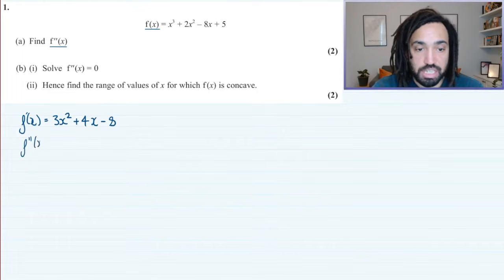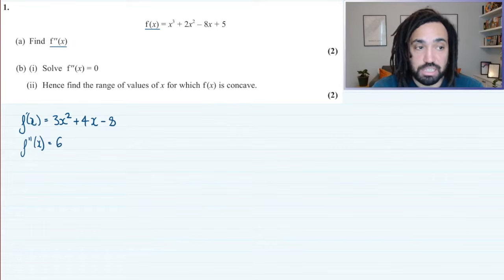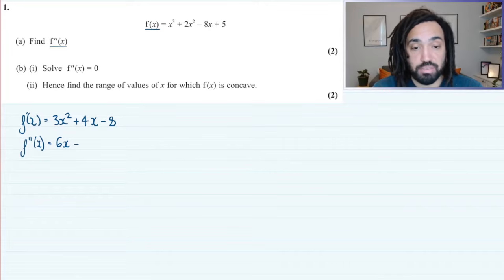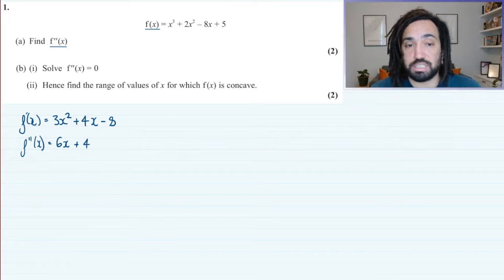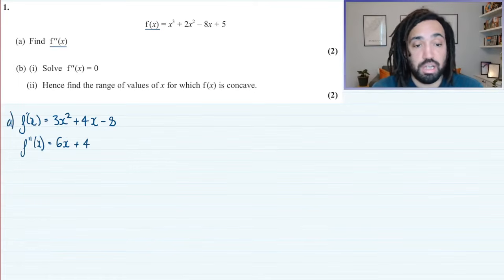Now we can differentiate again to find the second derivative. So the 2 comes down, times by the 3 to get 6, drop the power down by 1 to x to the 1. 4x differentiates to 4, and the constant minus 8 differentiates to 0. Lovely. There we go. Part B.